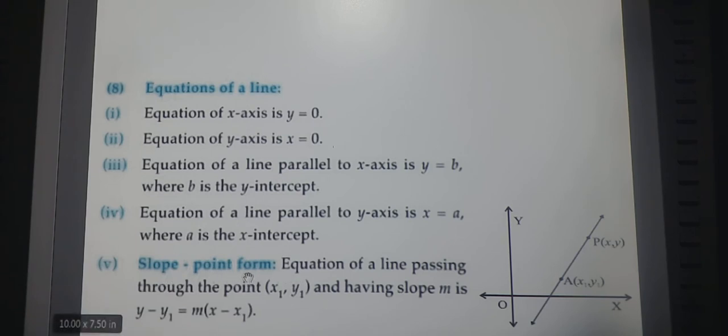So the slope-point form: the equation of a line passing through the point P of (x1, y1) and having slope m is y minus y1 equals m times (x minus x1). This is the most important form because we use this in the application of derivatives while calculating the equation of tangent and equation of normals.